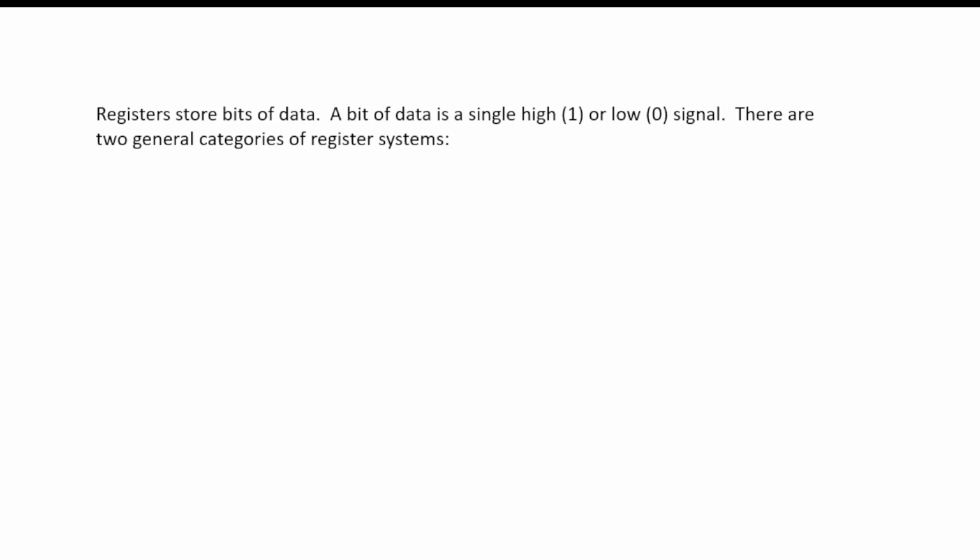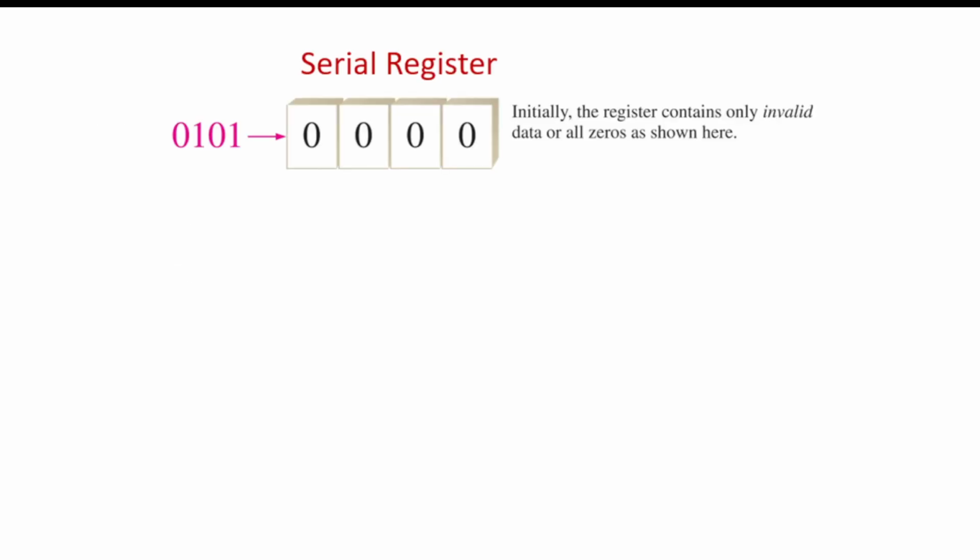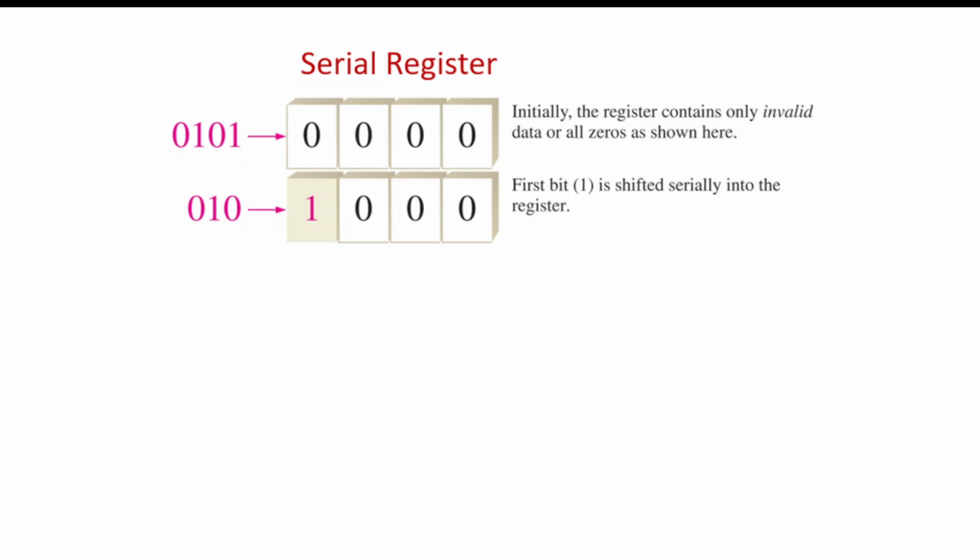There are two general categories of register systems because usually we are not just storing one individual bit, but we are storing a number of them. 4, 5, 6, 7, 8, who knows? Now those two different types are serial and parallel. In a serial system, my flip-flops are arranged so that the signals come in left to right, one bit at a time. Initially, the register contains only invalid data, or all zeros as shown here. Then, one bit at a time, because I have 4 bits here, I got 0, 1, 0, 1 that I want to store in my register.